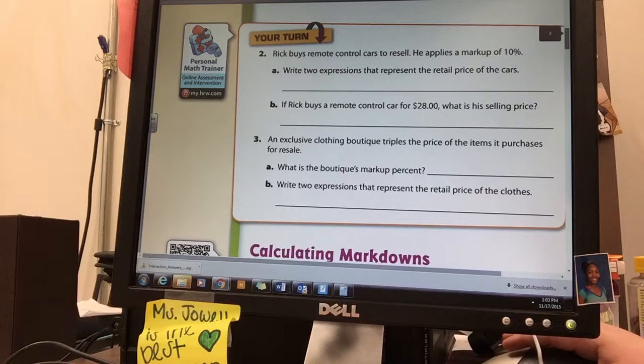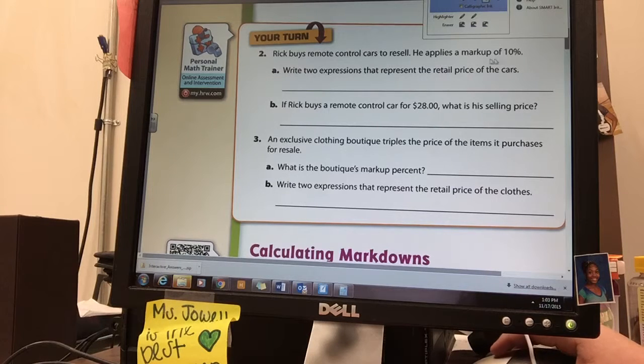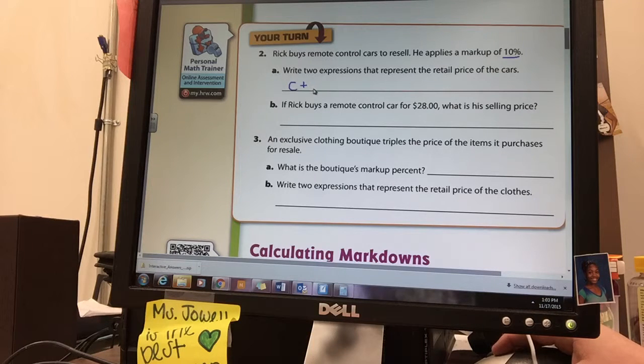So let's look at the your turn. Rick buys remote control cars to resell. He applies a 10% markup. So we have a 10% markup. Write two expressions to represent. Well, we could say that he bought this car, plus he's going to do a 10% markup, because markup is a plus, 10% of the car.